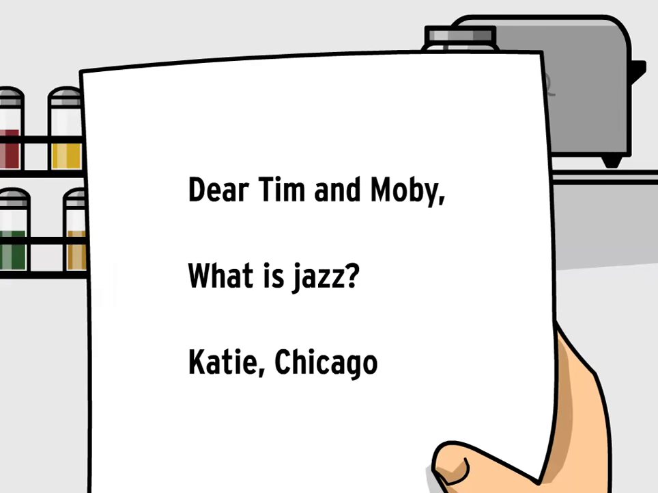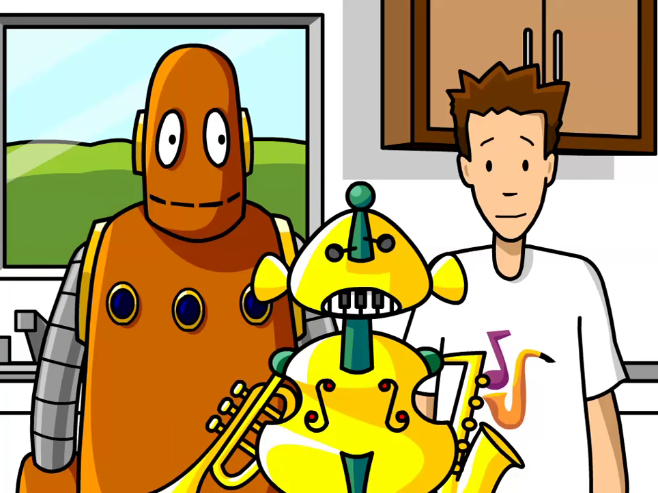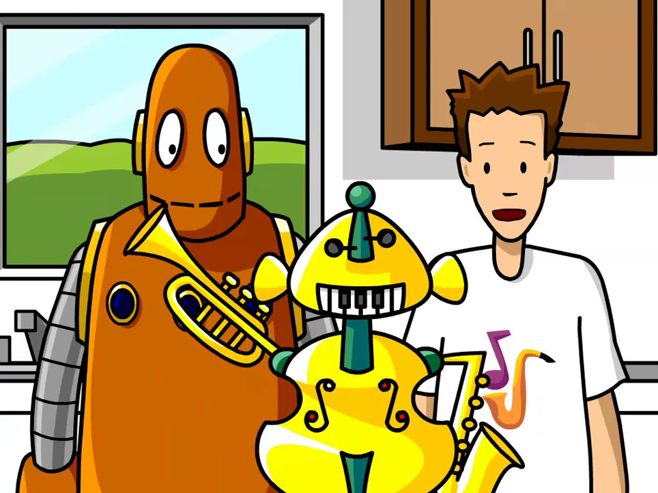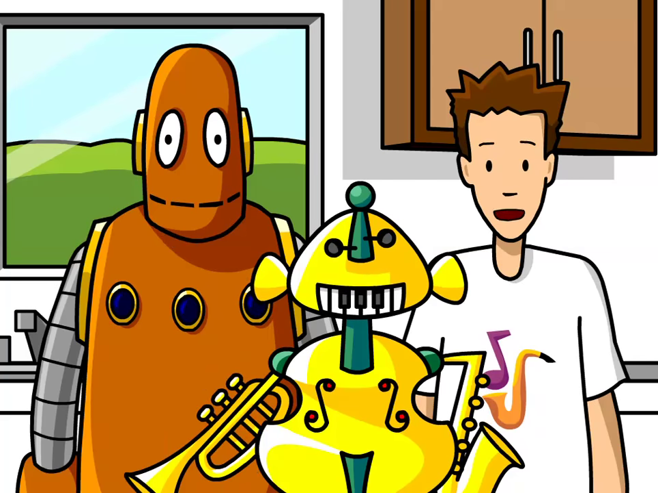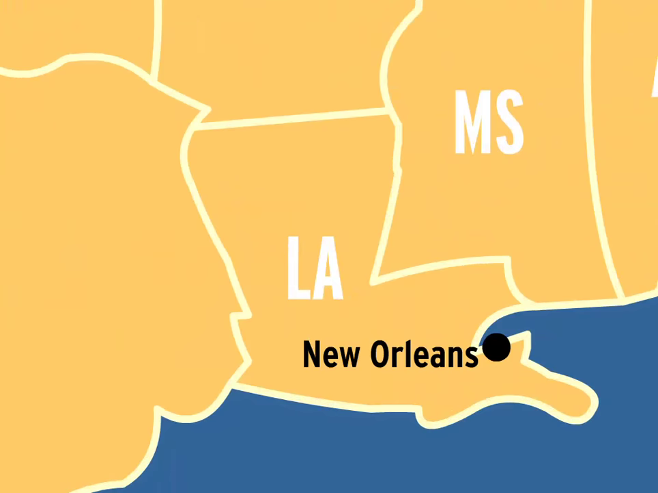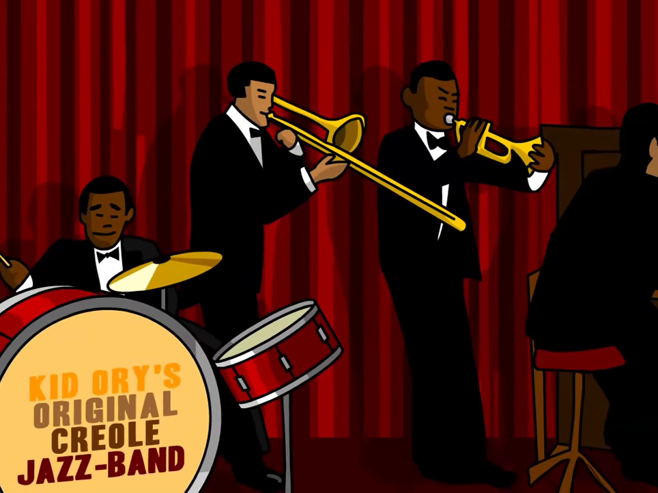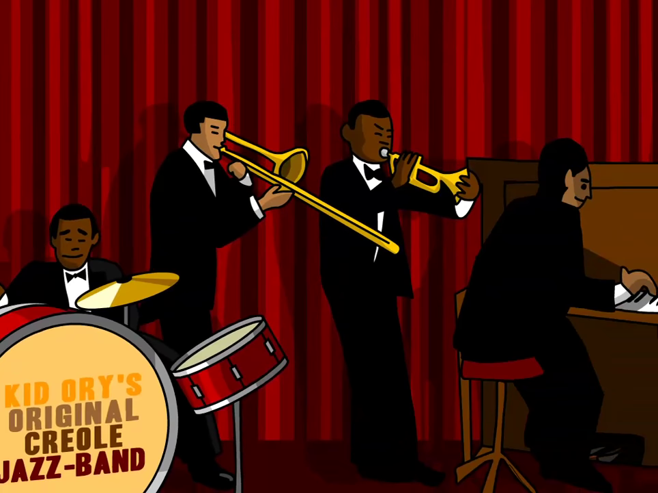Dear Tim and Moby, what is jazz? From Katie. Well, jazz is kind of hard to define. But with the help of Moby's little musical friend here, we can give you a quick introduction to the basics. Jazz originated in New Orleans, Louisiana, at the turn of the 20th century. It was played mainly by African-American musicians, who combined several musical styles to create something totally new.